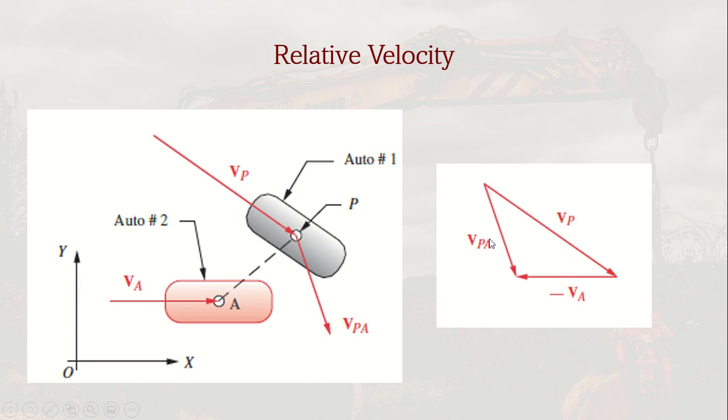So you can see here that the relative velocity is the difference. So Vp, the velocity of P, minus the velocity of A. So the velocity of A now is the negative of the velocity of A. So that is the relative velocity.